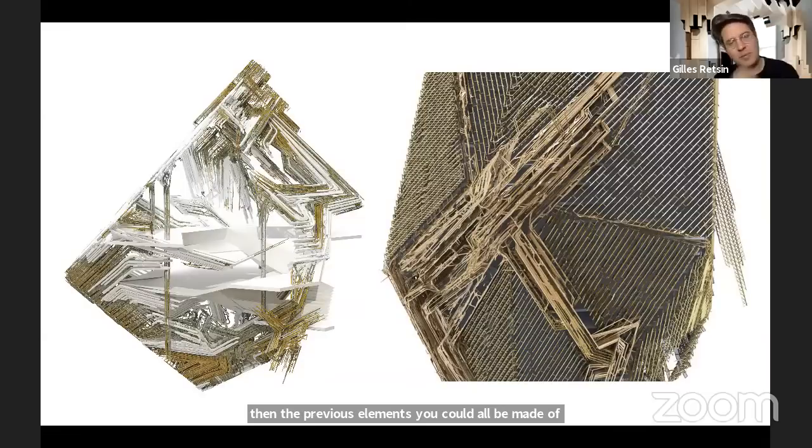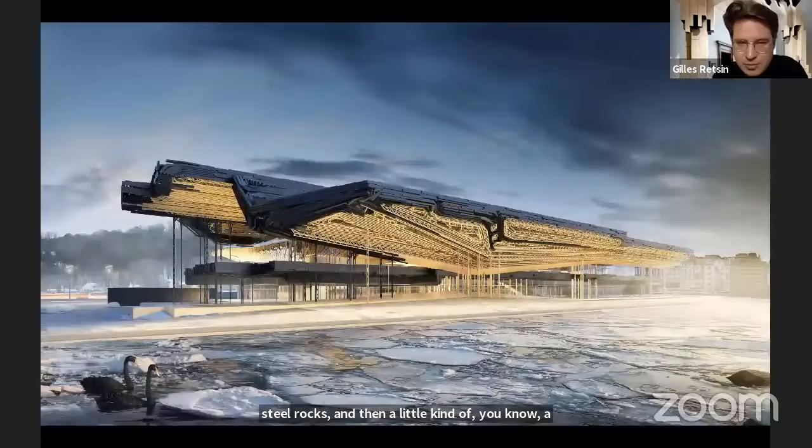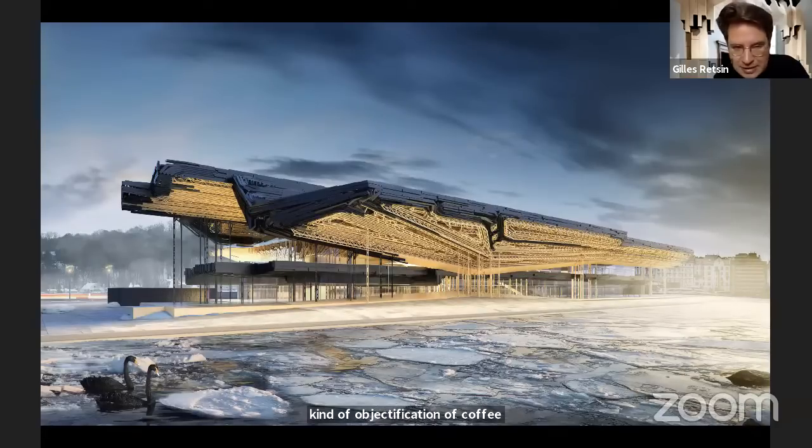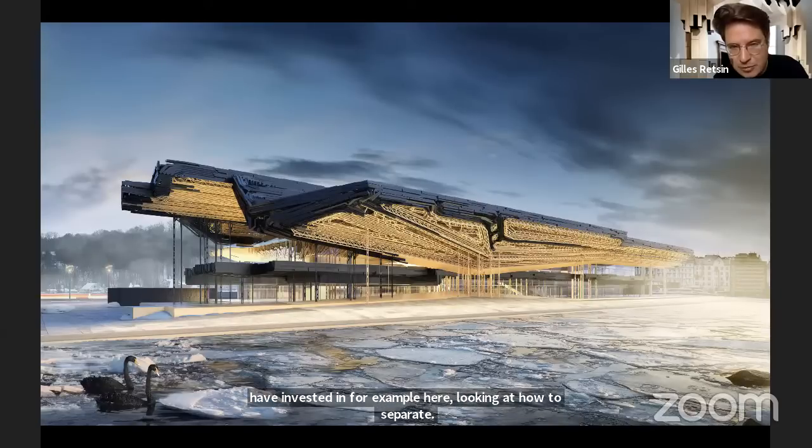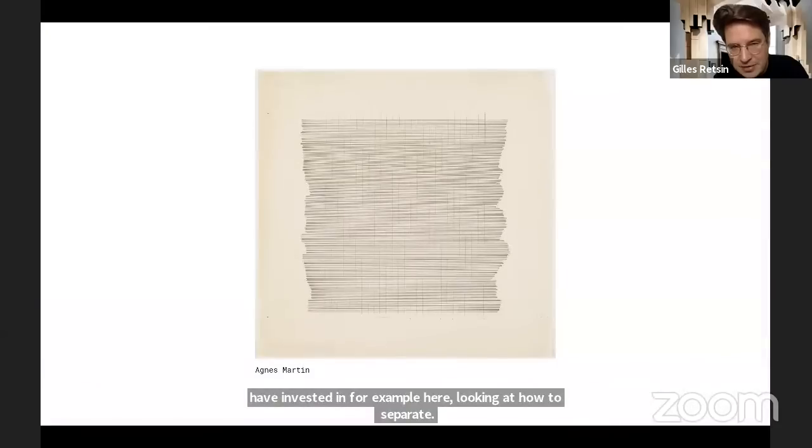That then led to a whole body of work that continued to explore the gradual discretization and also objectification of those processes. So I invested in, for example, here, looking at how to separate different elements in the building. And again, looking at these extreme high-res assemblies, right?